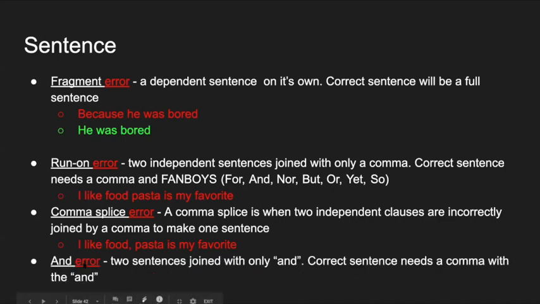The last one is the and error. Two sentences joined with only and is also wrong. I like food and pasta is my favorite is also incorrect. Remember, you need a comma and FANBOYS.